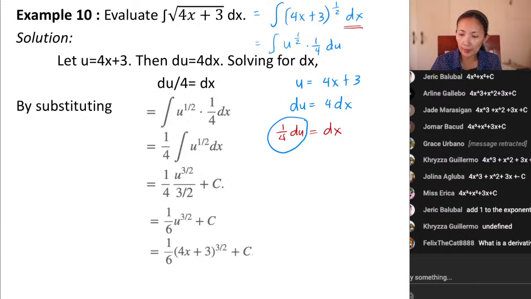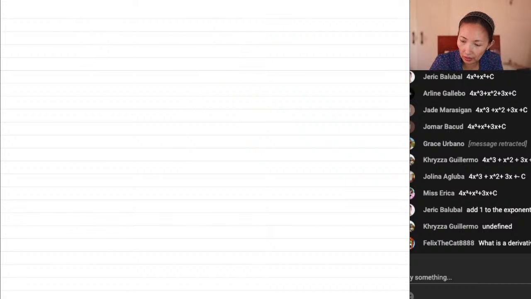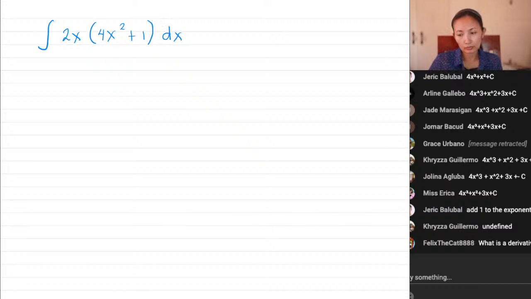Now we proceed to example number 11. Or before we proceed to number 11, any questions here? Let me give you another example under substitution. Evaluate the integral of 2x times the quantity 4x squared plus 1 raised to 7 dx.